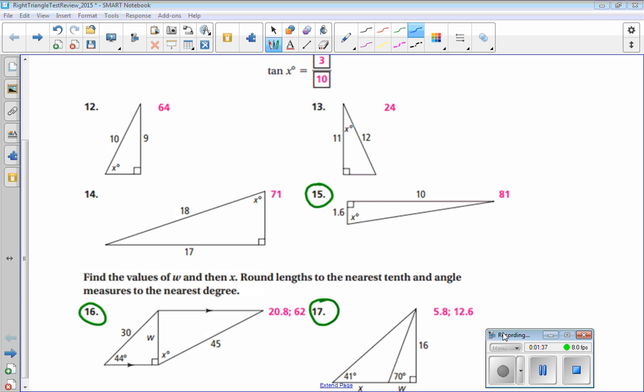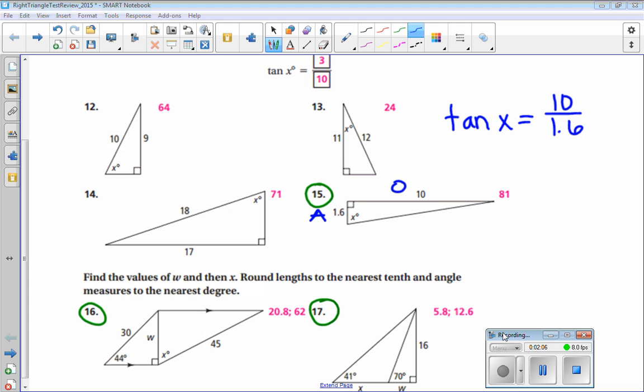So according to the angle x, what is side 10? Opposite, very good. And how about side 1.6? Good. So which trig function does opposite and adjacent? The tangent, good. So I know my equation's going to say the tangent of angle x, because it's always the sine, cosine, or tangent of the angle, is equal to whatever the ratio is. So it's opposite over adjacent, so it's 10 over 1.6.